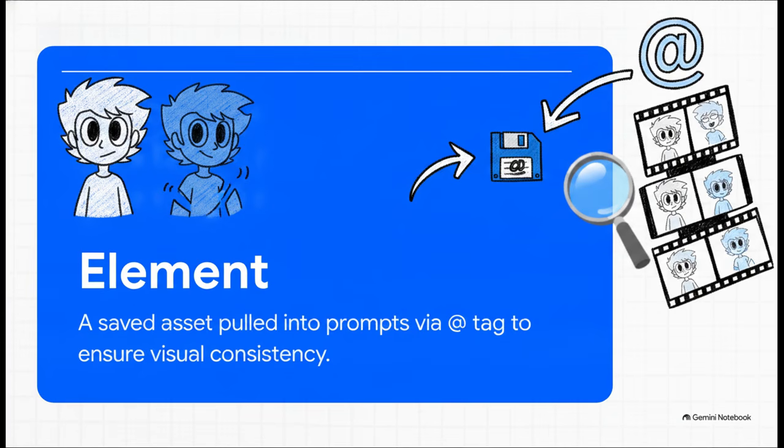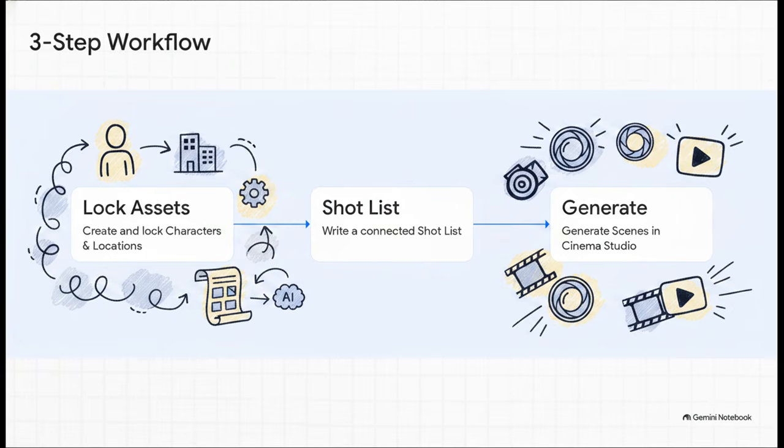By generating a character once, saving them as an element, and then just using an @tag in your prompts, the system pulls that exact visual reference back in. It is absolutely foundational for your entire production. And by following this 3-step workflow, creators anchor their scenes in repeatable, reliable mechanics, rather than just crossing their fingers and guessing with text prompts.